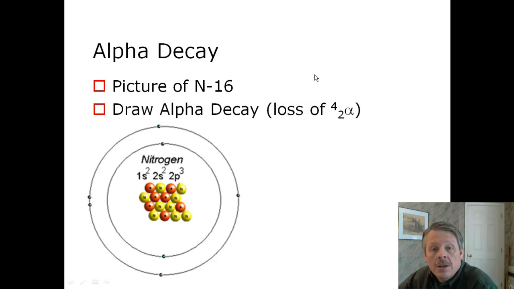All right, so let's look at alpha decay. Let's look at nitrogen-16, right? And if we look at nitrogen, the protons are the kind of orangey things, and the yellow ones are neutrons.